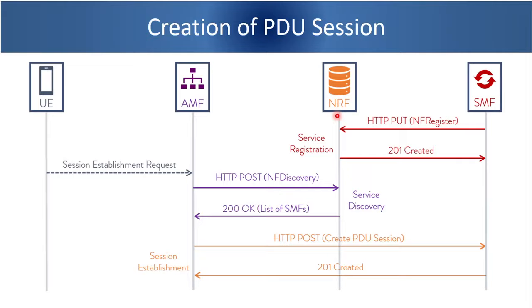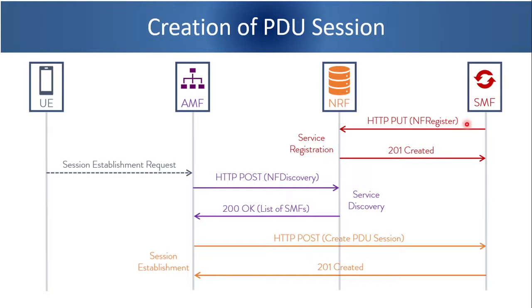Network repository function. What it does is that whenever a new network element is rolled out, it registers itself with the NRF. When it registers, the NRF will have the IP address or domain URL of that network element, and other network elements will discover it from the NRF. That means they have to query the NRF to know the address of a network element.